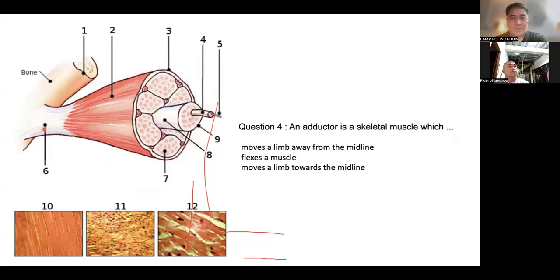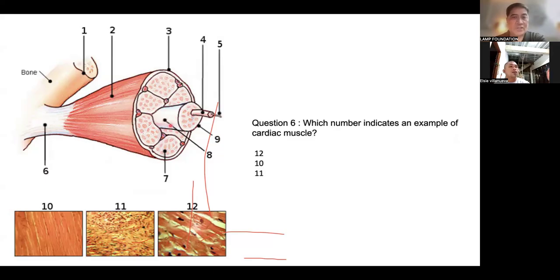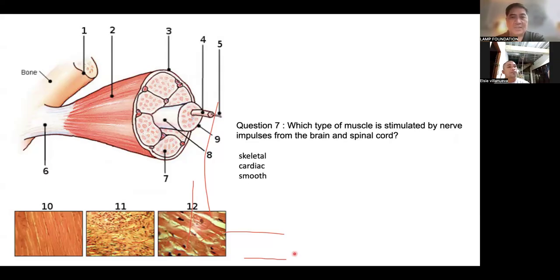An adductor is a skeletal muscle which moves a limb towards the midline. What does number 8 indicate? Fascicle. Which number indicates an example of cardiac muscle? 10, 11, or 12? Number 12. Which type of muscle is stimulated by nerve impulses from the brain and spinal cord? Skeletal.